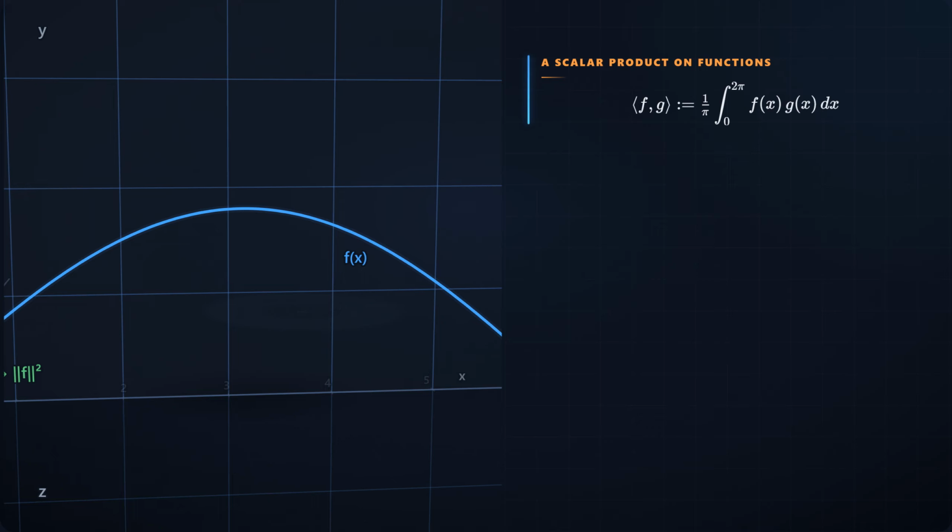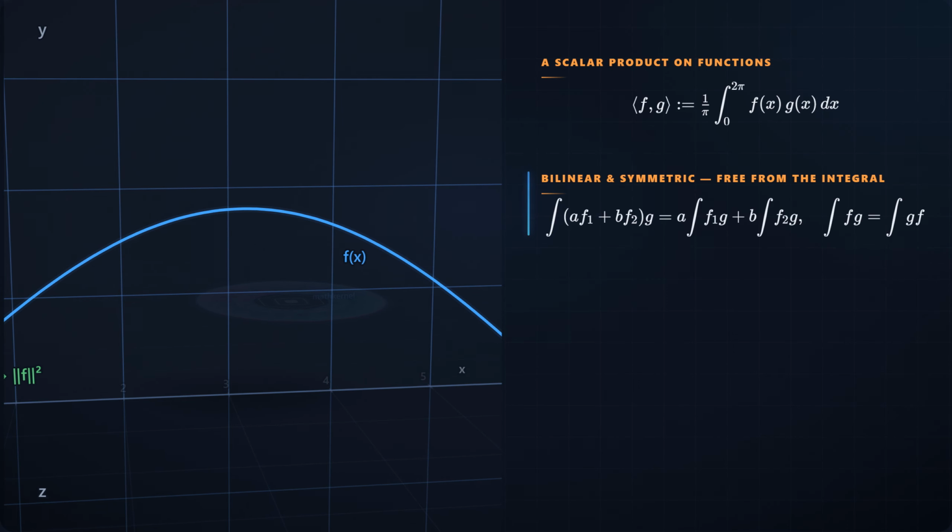Here's the idea. The dot product multiplies matching components and sums them. A function has a value at every point x, infinitely many components, so we replace the sum with an integral. The scalar product of f and g is the integral of f times g over a full period, with a 1 over pi out front for calibration. You swapped a sum for an integral and kept the same name. Do the axioms actually survive that swap, or are we just hoping?